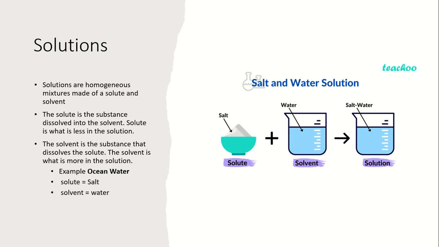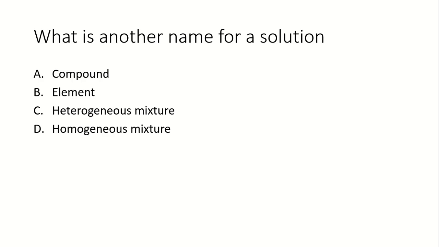An example of a solution is ocean water. It is salt dissolved into water. So ocean water is a solution. Question: what is another name for a solution? A compound, element, heterogeneous mixture, homogeneous mixture.